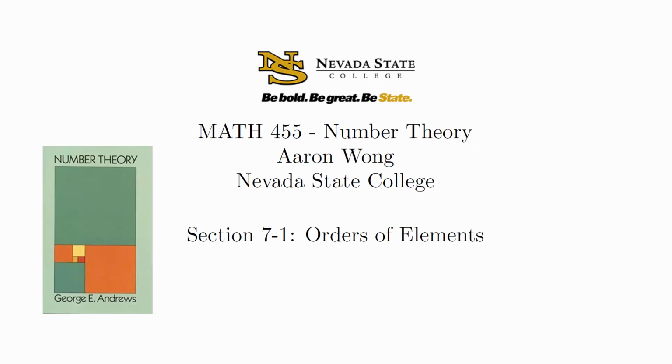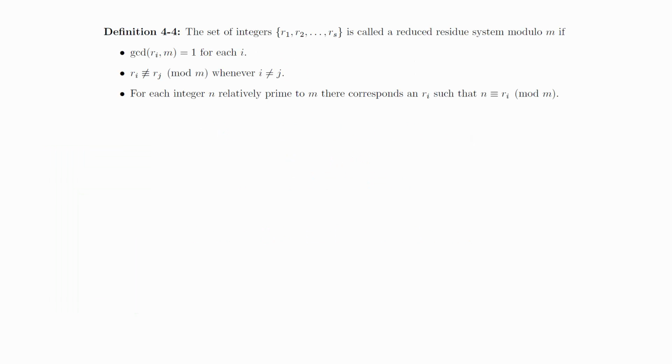Before we begin, we're going to review some terminology. Here's the definition of a reduced residue system. Definition: the set of integers r1, r2 up to rs is called a reduced residue system modulo M if the GCD of Ri and M is 1 for each i, if Ri is not congruent to Rj modulo M whenever i is not equal to j, and for each integer n that's relatively prime to M, there corresponds an Ri such that n is congruent to Ri mod M.